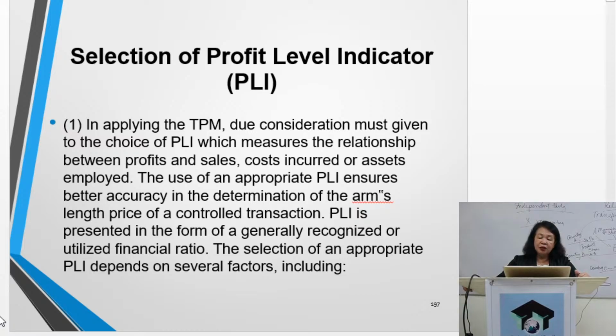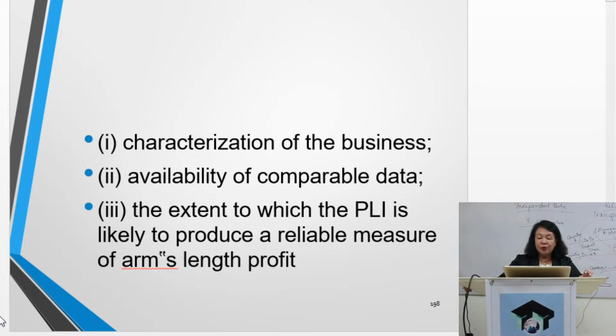So, the use of the appropriate PLI ensures better accuracy in the determination of the arm's length price of a controlled transaction. So, ang profit level indicator is presented in the form of a generally recognized or utilized financial ratio. Ano yung financial ratio? So, yung i-divide mo yung amount with the amount nung kung ano man yung variables na ginagamit mo. So the selection of the appropriate PLI depends on several factors. Ano yung mga factors na yan? Characterization of the business, ability of comparability data, the extent to which the PLI is likely to produce reliable measure of the arm's length profit. No? So depende sa effect niya doon sa analysis na ginagawa mo.